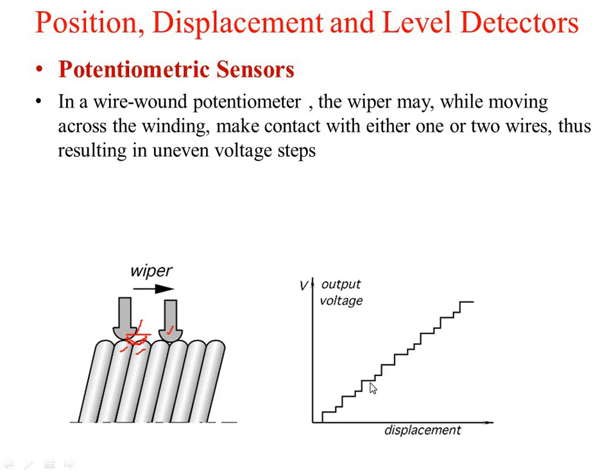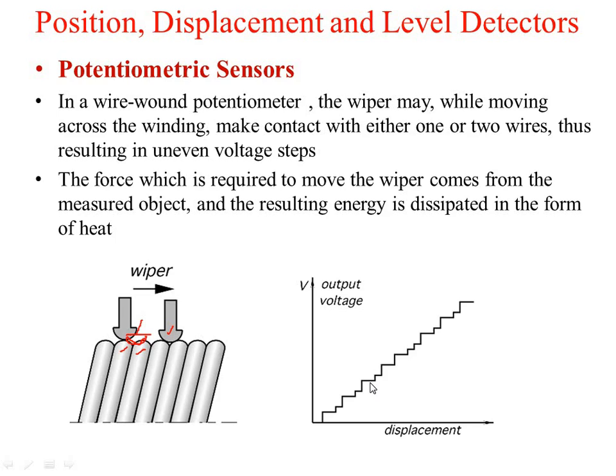That's why the previous equation has shown 100 divided by n, where n is the number of steps or the number of wire turns that you need to consider. As the number of wire turns increases, obviously your average changes accordingly. The force which is required to move the wiper comes from the measured object. That means it requires a force, so there is a friction. Because of that friction, there is a resulting energy which will dissipate in the form of heat.